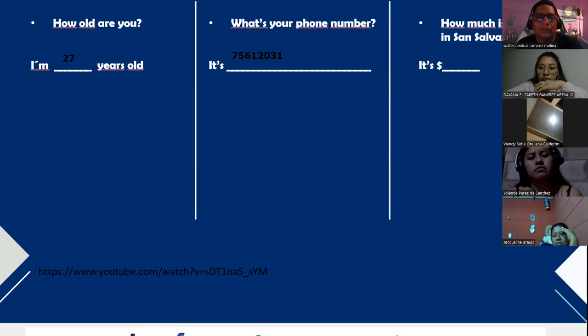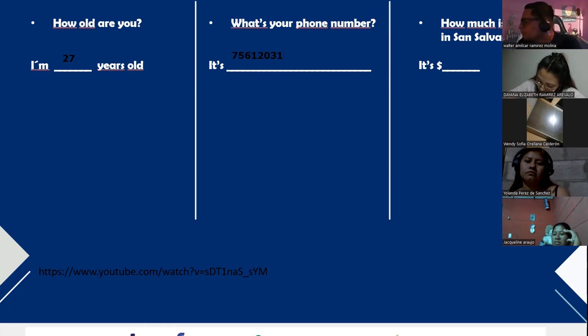How much is the bus ride in San Salvador? We can say ride or we can say fare. All right. Fare. Allow me just to write the other fare. Yeah. Fare. Fare es el pasaje, ¿sí? Ride es el bus ride, es como decir el viaje del bus, right? How much is the bus fare in San Salvador?